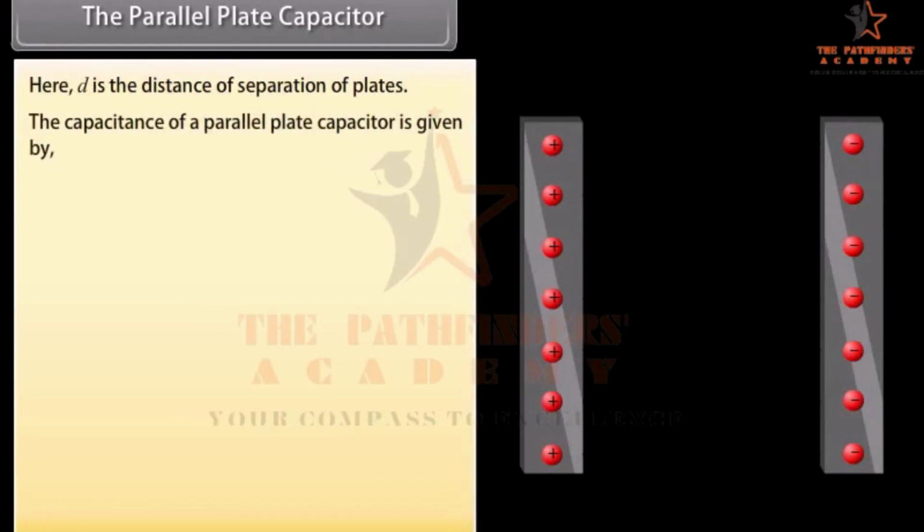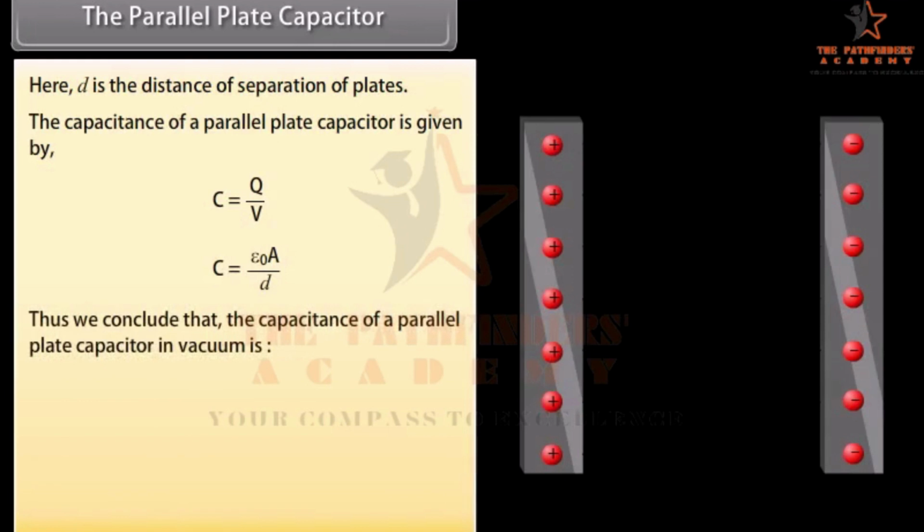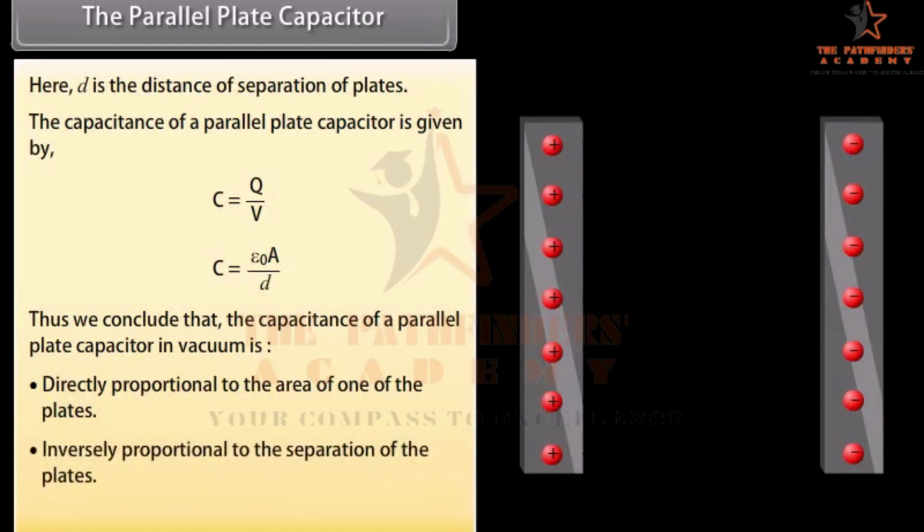The capacitance of a parallel plate capacitor is equal to Q upon V, which is equal to epsilon naught A upon D. Thus, we conclude that the capacitance of a parallel plate capacitor in vacuum is directly proportional to the area of one of the plates, inversely proportional to the separation of the plates, and independent of the charge on the capacitor.